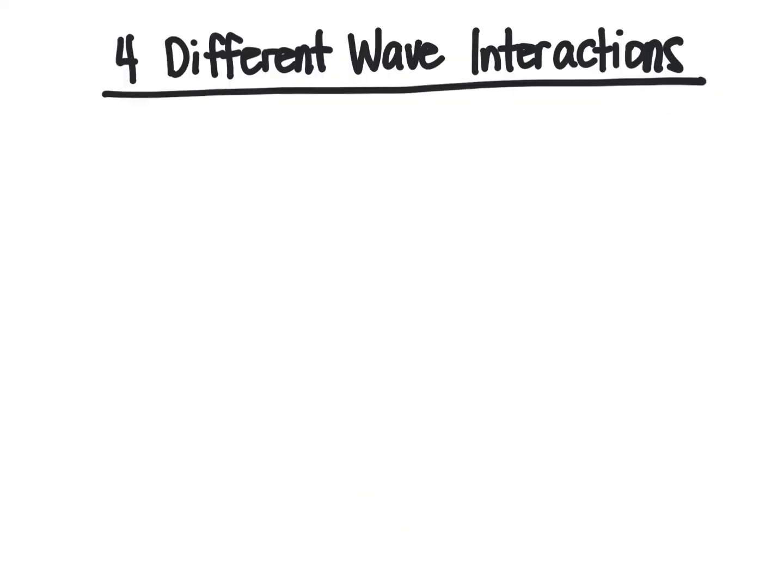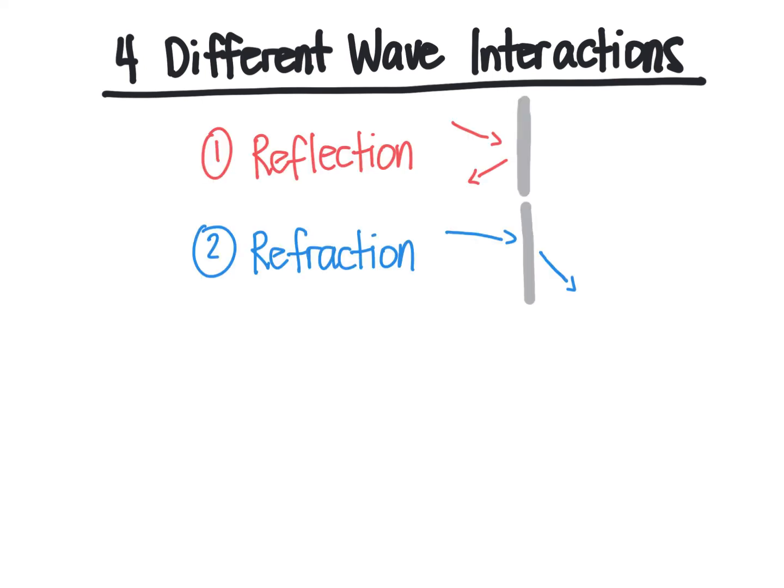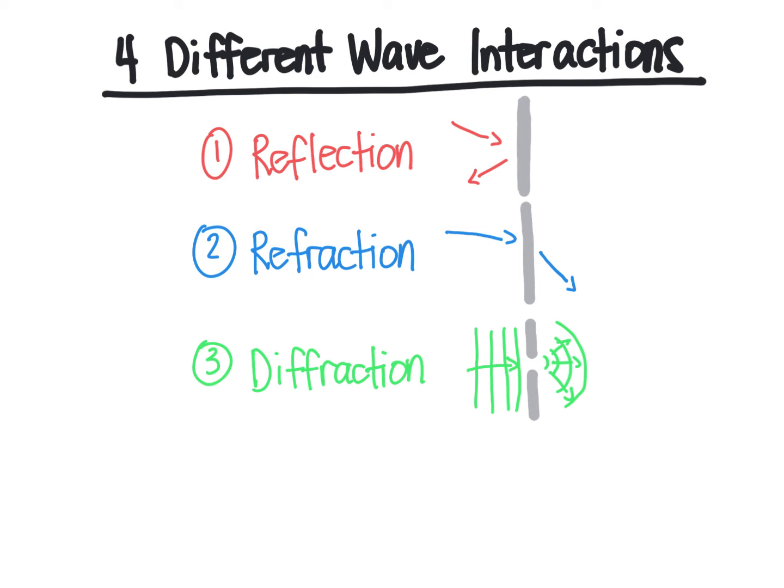Well, those are the 4 major ways that waves can interact with matter: reflection, refraction, diffraction, and absorption.